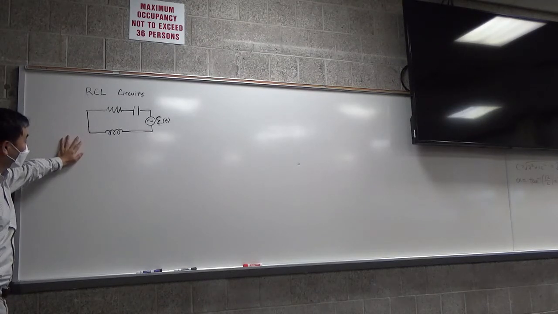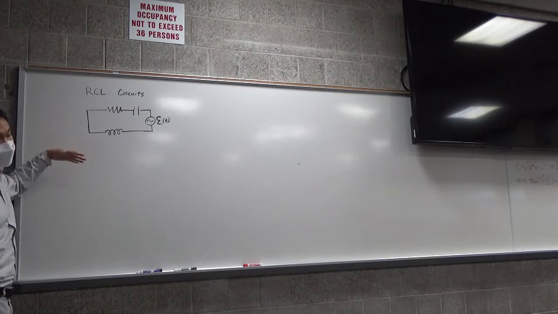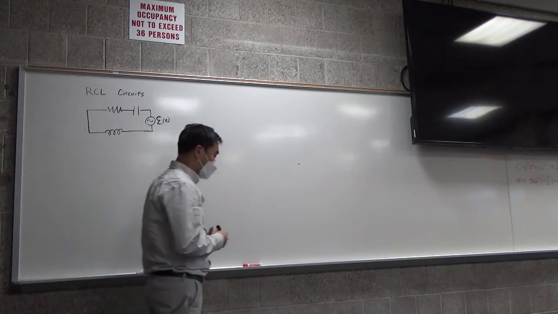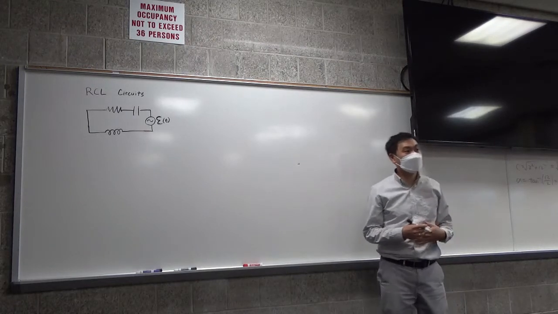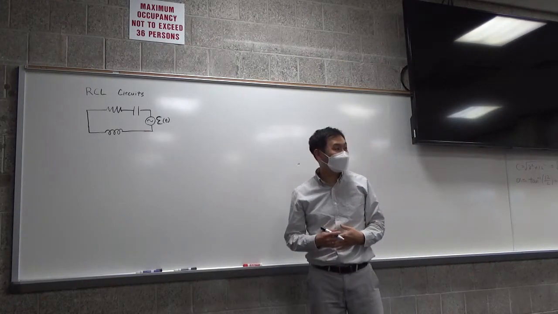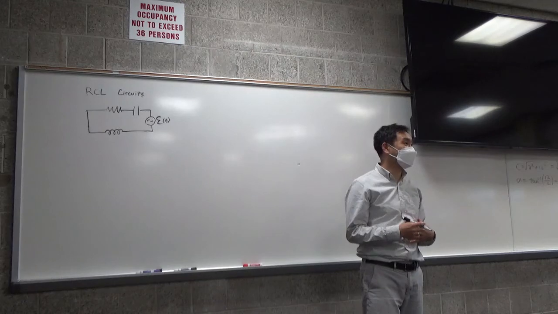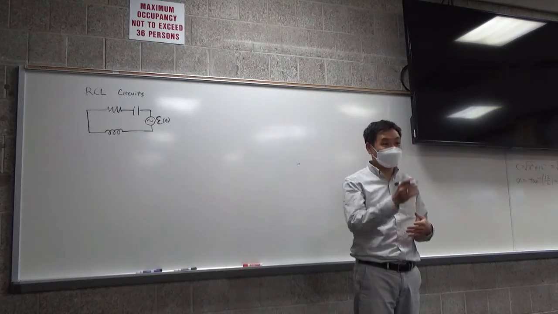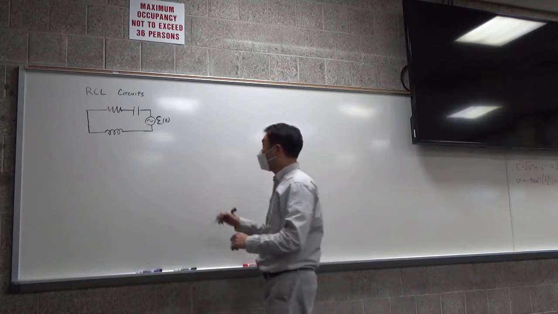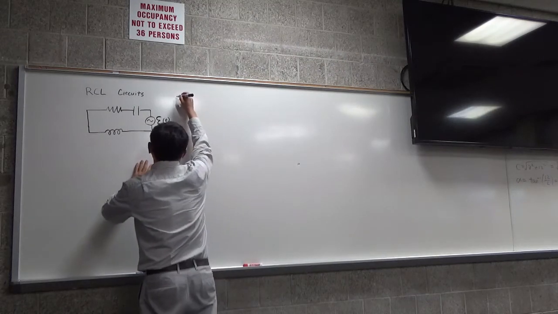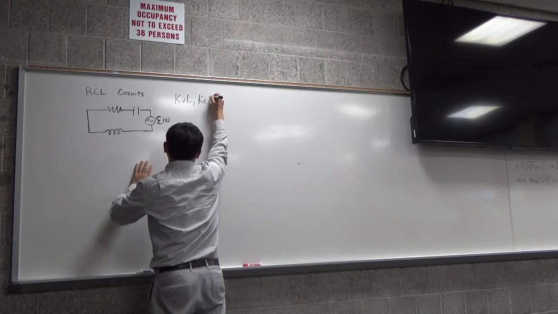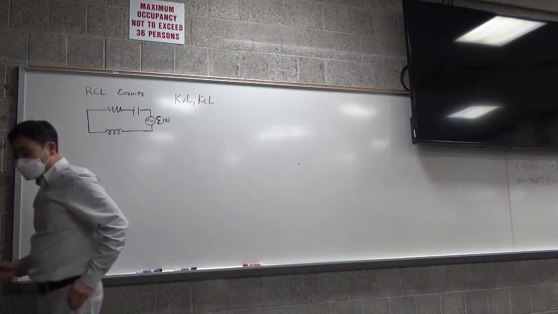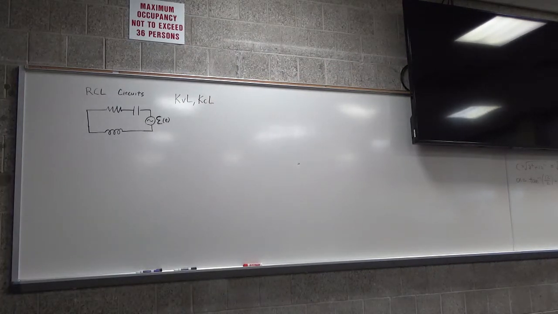try to solve a circuit and you want to find out the current flowing through it, what kind of rules do you use? Ohm's law is one thing. Another one? KCL, KVL. KCL, KVL, very good. So we use the KVL and KCL, Kirchhoff voltage law and Kirchhoff current law.